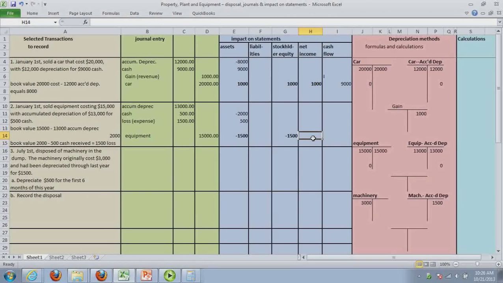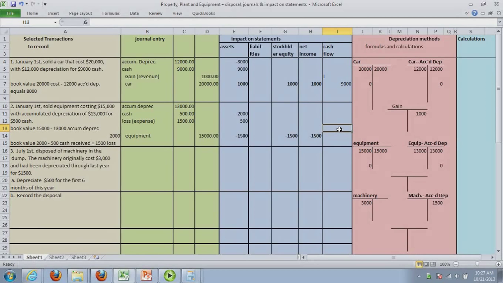Net income will be impacted by the loss, which is a type of expense. And on the income statement, the gain or loss often shows up under other revenues and expenses for the multiple-step format, which is at the very bottom. And then for cash flow, once again, cash is cash. So even if we have a loss, we're still getting a little bit of cash.